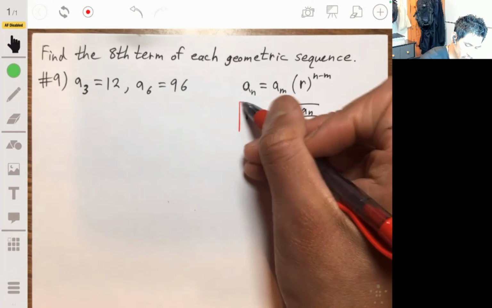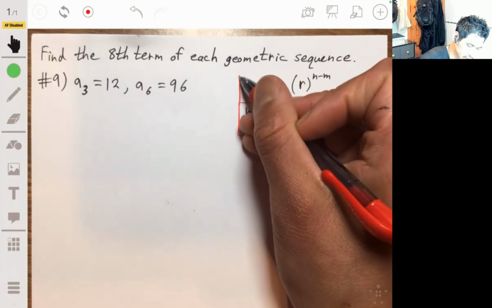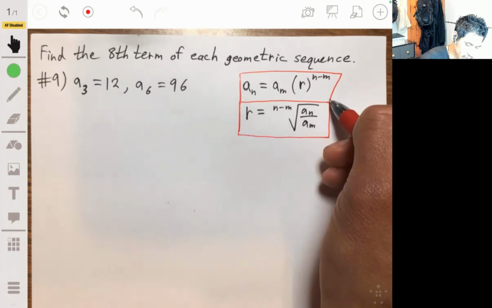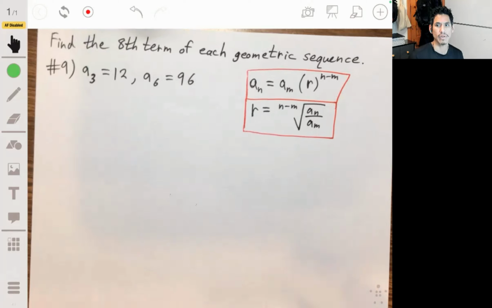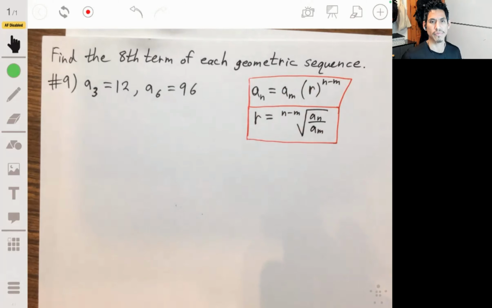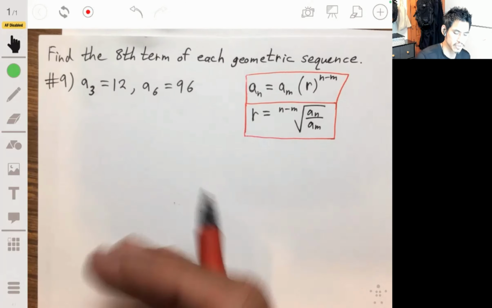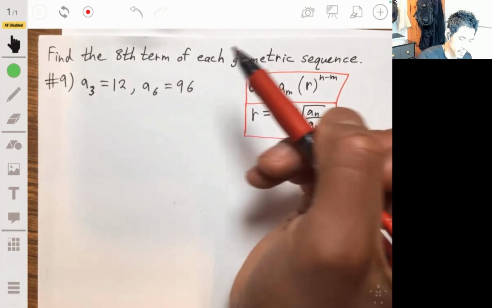Now, depending on what information you have in the problem and what your goal is, you may need one or the other or both or neither, but these two are really all you need to solve virtually any geometric sequence for an nth term.